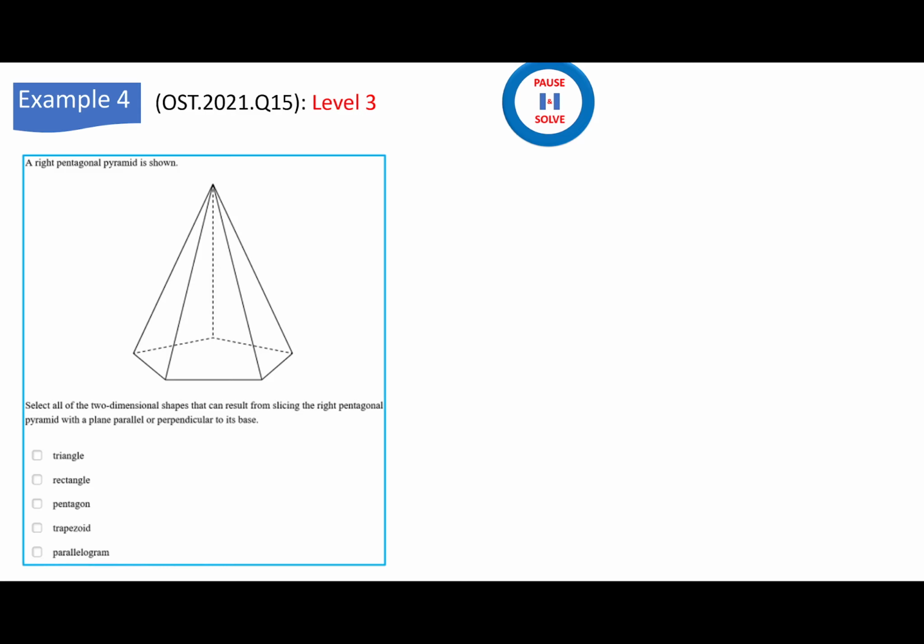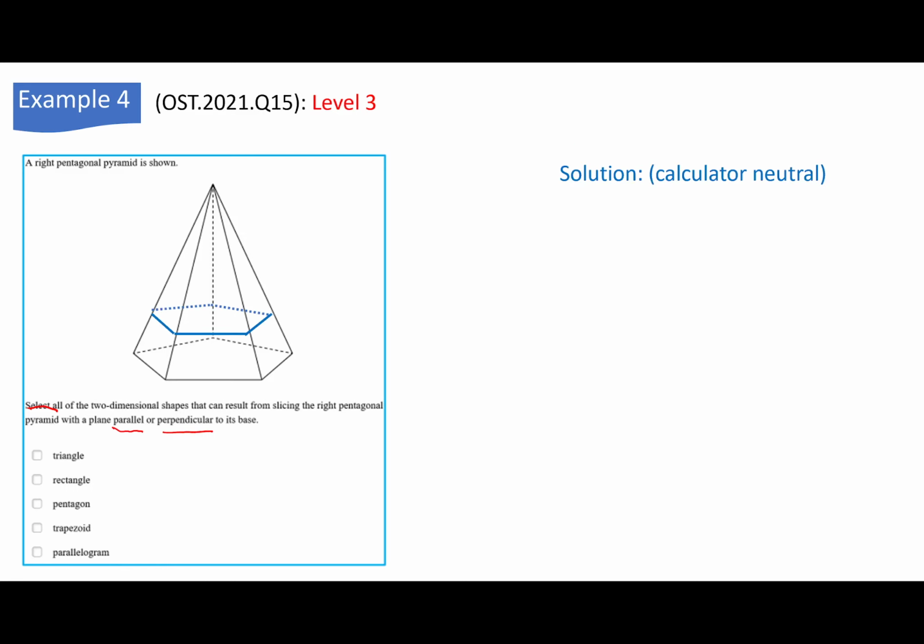Example 4. A right pentagonal pyramid is shown. Select all, again remember that, select all of the two-dimensional shapes that can result from slicing the right pentagonal pyramid with a plane parallel or perpendicular to the base. Two options you have, parallel or perpendicular. The parallel is the easy one. You will always get something similar to the one at the bottom, the base, except it's smaller, so you get a pentagon.